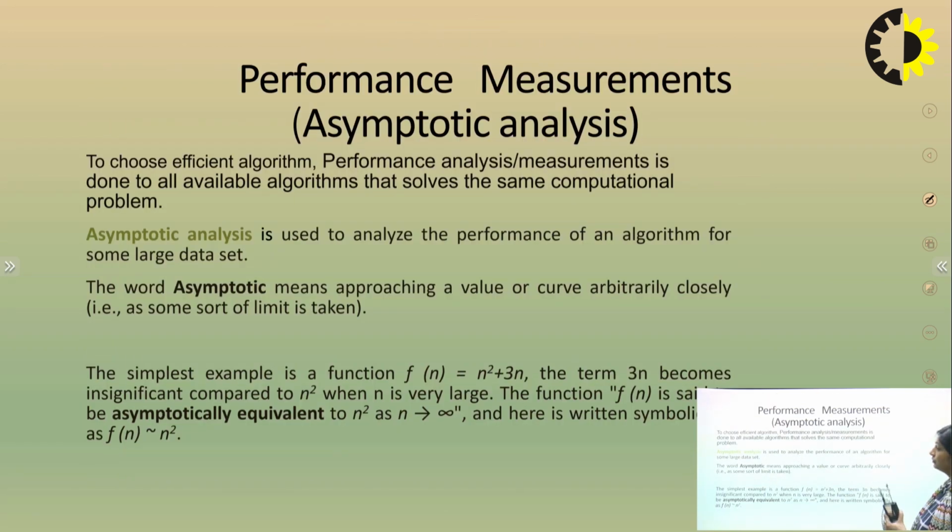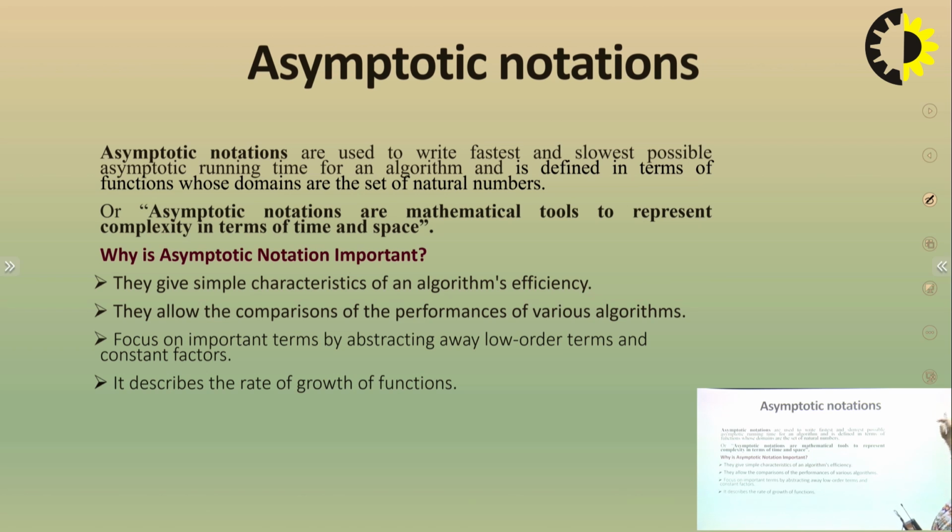Now we will see the performance measurements of all these asymptotic analyses. Asymptotic analysis is used to analyze the performance of an algorithm for some large data set. We will see this in the next slide with an example. Mainly you need to understand these terms. This is the basic definition of asymptotic notation.